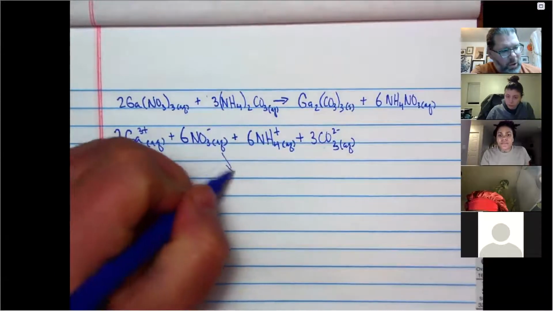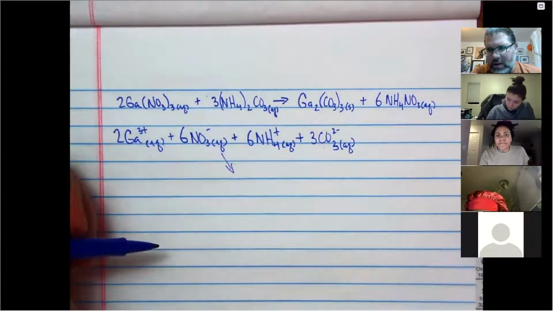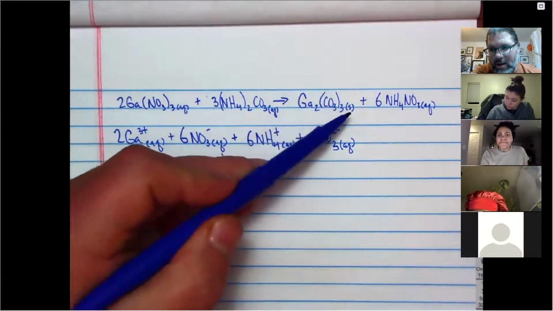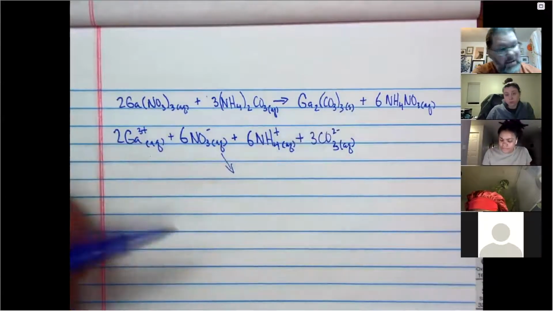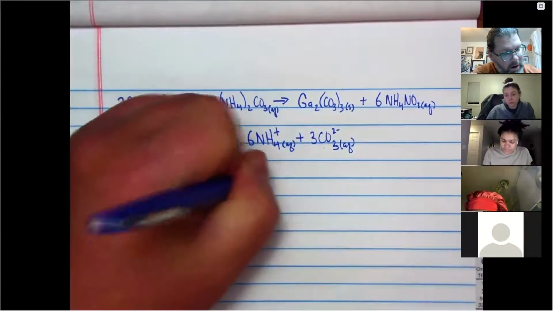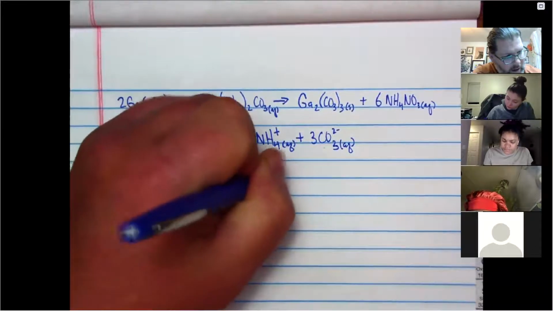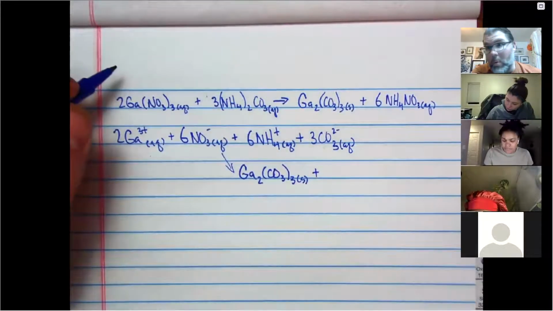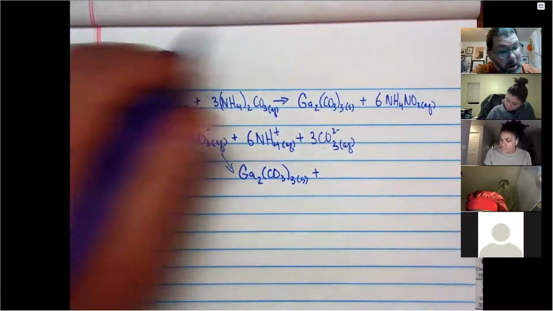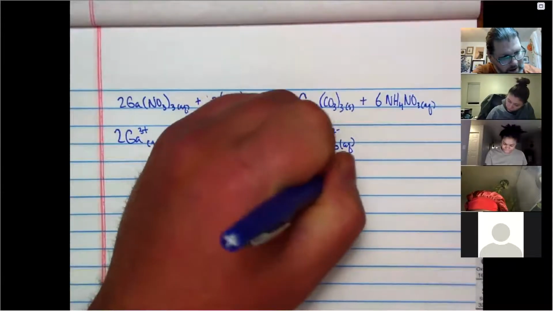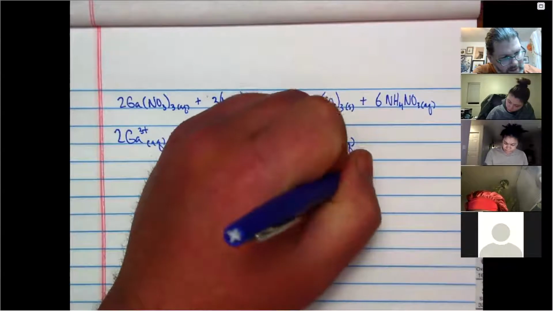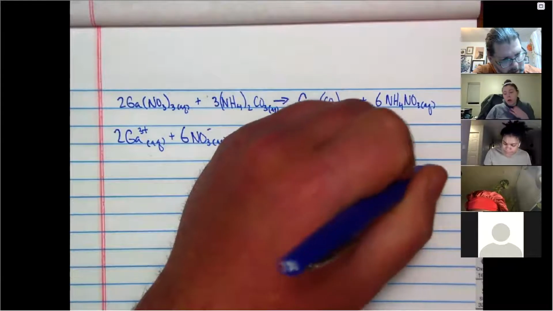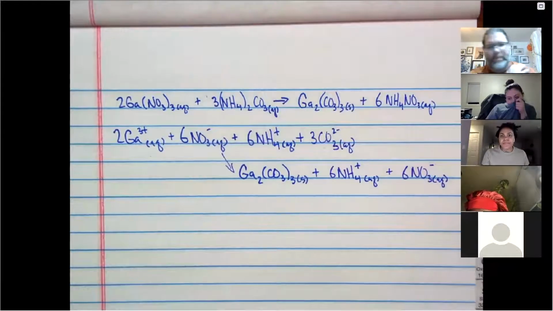I could never write a total ionic equation on one line. I just don't have enough space. So let's write our products now. The first product, gallium carbonate, isn't dissolved in water anymore. So because of that, we are not breaking it apart into its ions. It is not dissociated any longer. However, those 6 ammonium nitrates are still aqueous, which means that at the end of the reaction, we still have 6 ammonium ions dissolved in water and 6 nitrates dissolved in water.